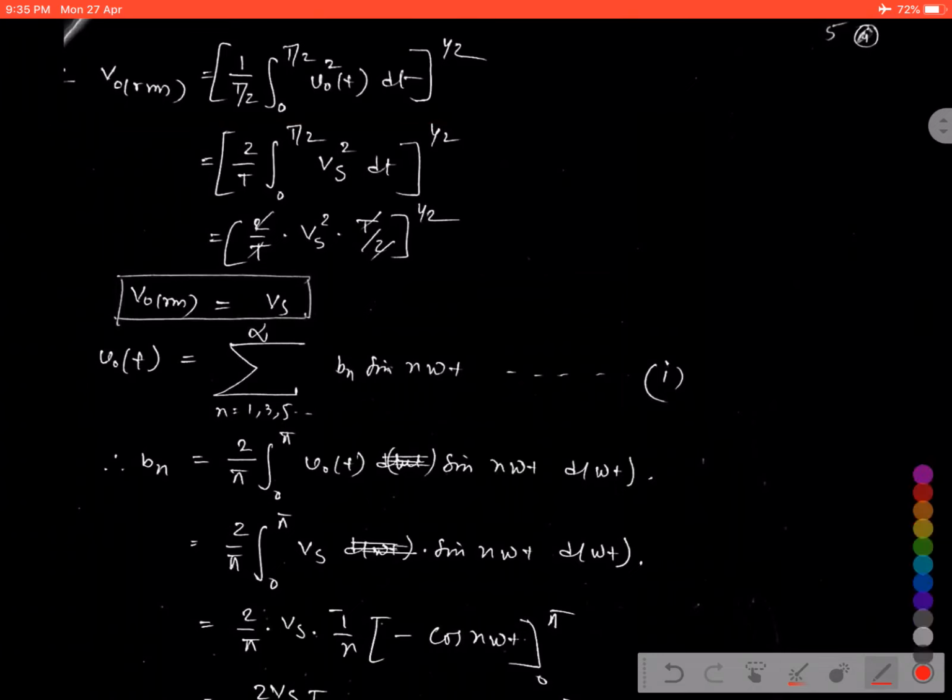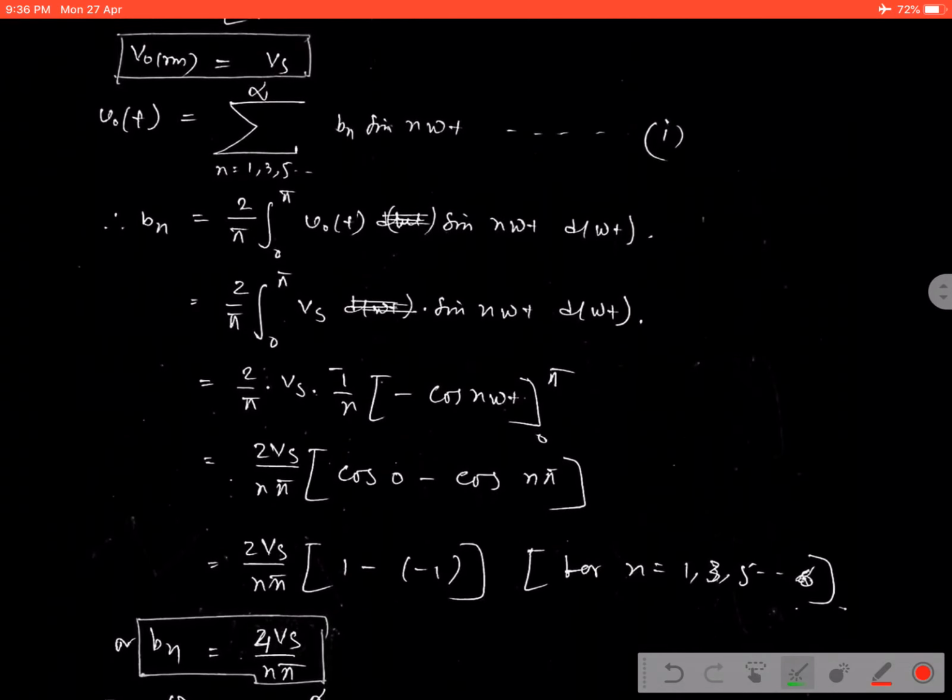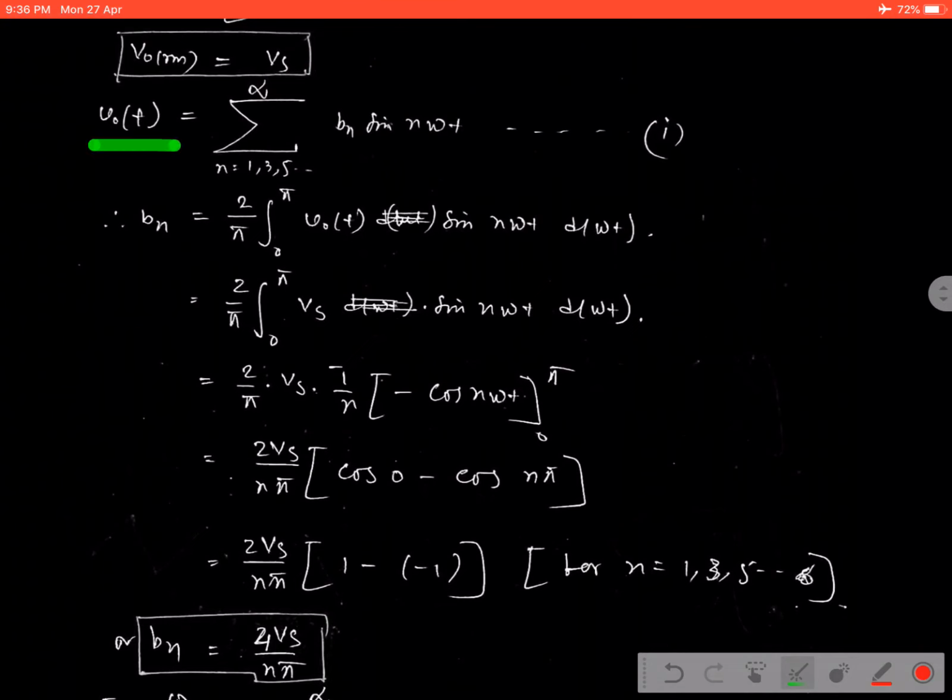Further it can be simplified, where V0 will be replaced by Vs, as the input signal is Vs. So after integrating, we will get the result similar in this way, that is Vs square, and considering the limit part, that is 0 to T by 2, we will get the result, that is Vs. So the RMS value is similar to the input voltage magnitude, Vs. Then go for the calculation of the periodic signal, defined by V0t, from the Fourier series.